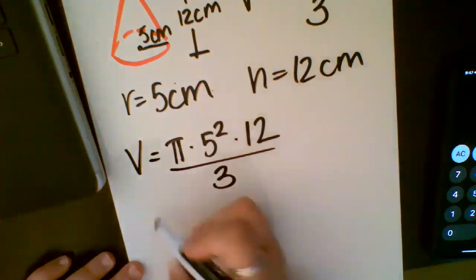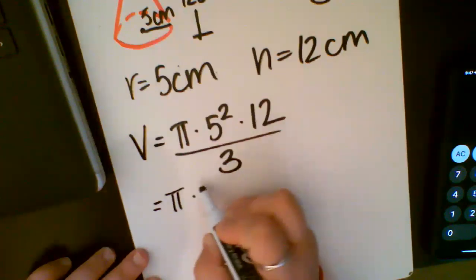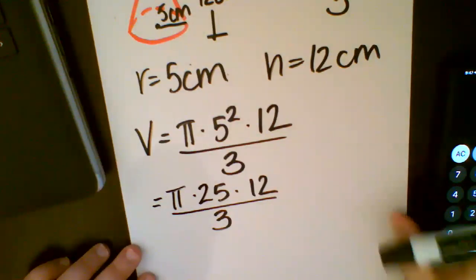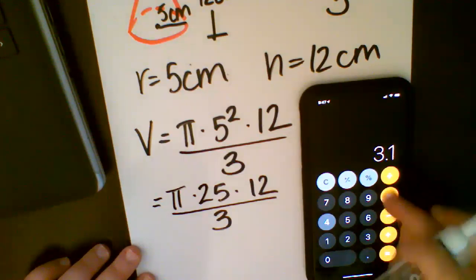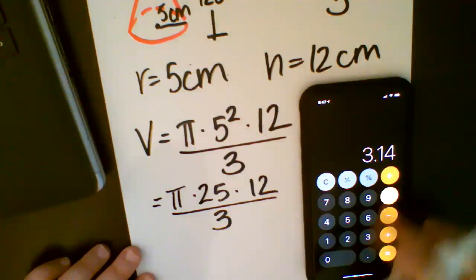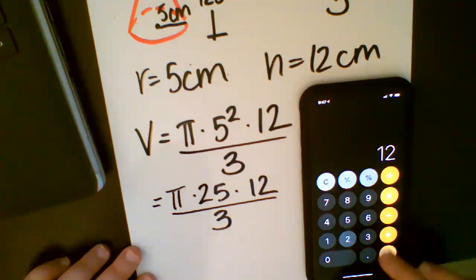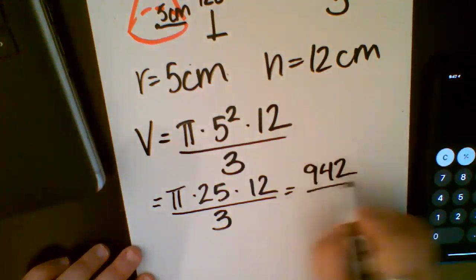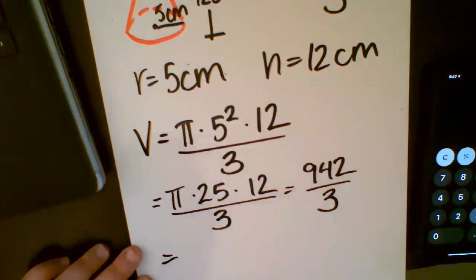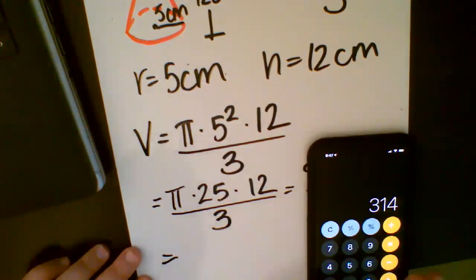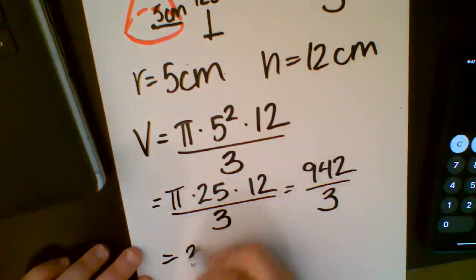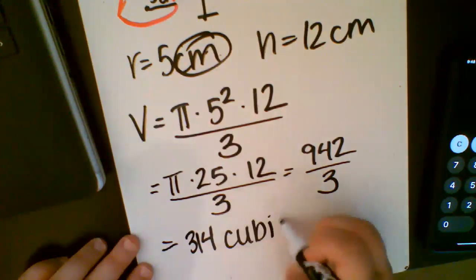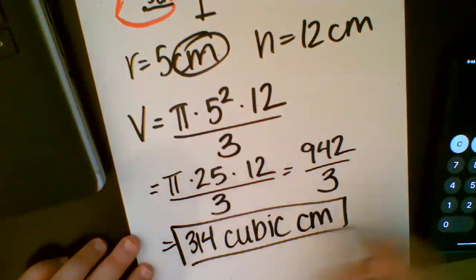PEMDAS, we got to do exponents first. So we've got pi, 5 squared is 25. Now we multiply all the numbers. So we've got pi times 25 times 12. So we get 942 in the top. My last step is divide by that 3 as our last step in the formula to get 314 centimeters, was my original units. So cubic centimeters are my final units.